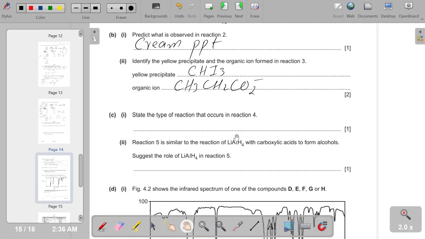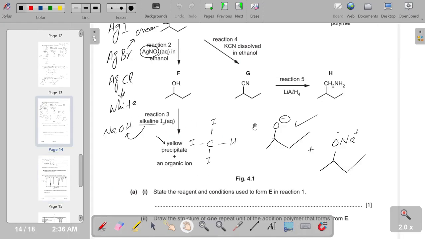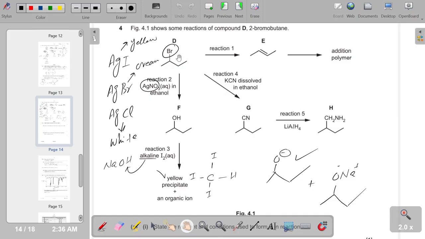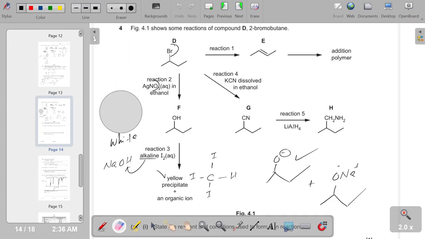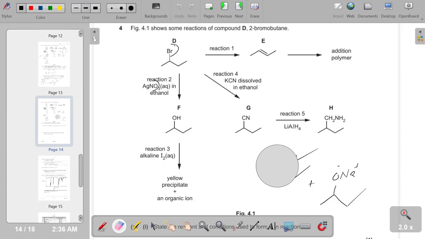Okay. So the type of reaction that occurs in reaction 4. So where's reaction 4? Reaction 4 is here, you can see. Let me raise this. Really sorry if you people are hearing the background noise.